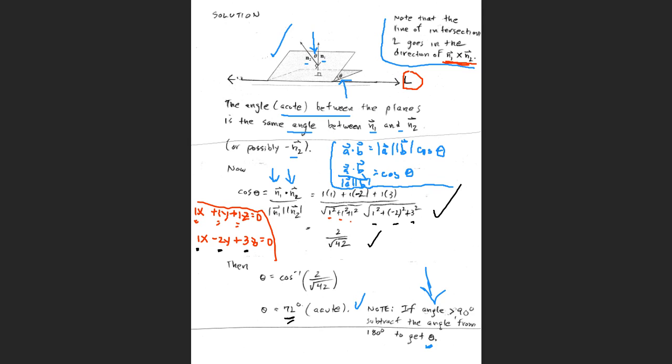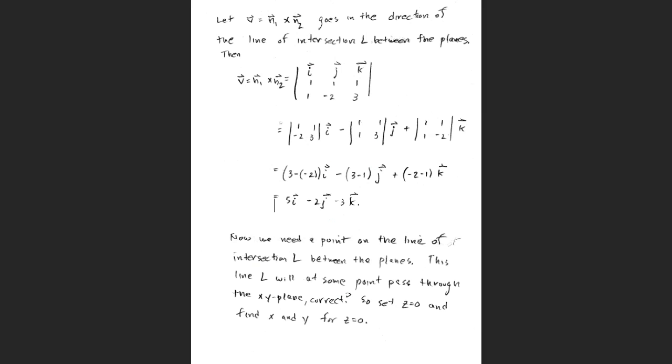And so remember, the line L, what determines a line L uniquely in space? A point on the line and the direction of the line. Okay, so we're going to get the direction of the line, which is the direction of this cross product vector. So that being said, we'll go to the next page here.